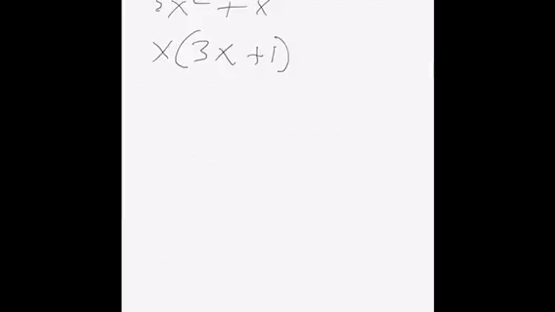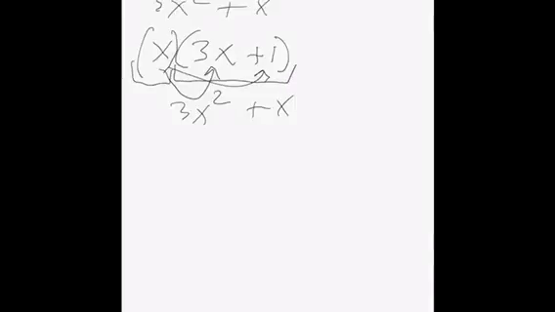So the purpose of factoring is to break something down into one quantity multiplied by another quantity. For example, I can put parentheses around the x to show you that that is one quantity multiplied by the other quantity, and if you distribute this x times the 3x, you'll get 3x squared. If you distribute the x times the 1, you'll get positive x. So you'll get 3x squared plus x. So that shows you that this first factor multiplied by the second factor results in the original problem, which is up there.